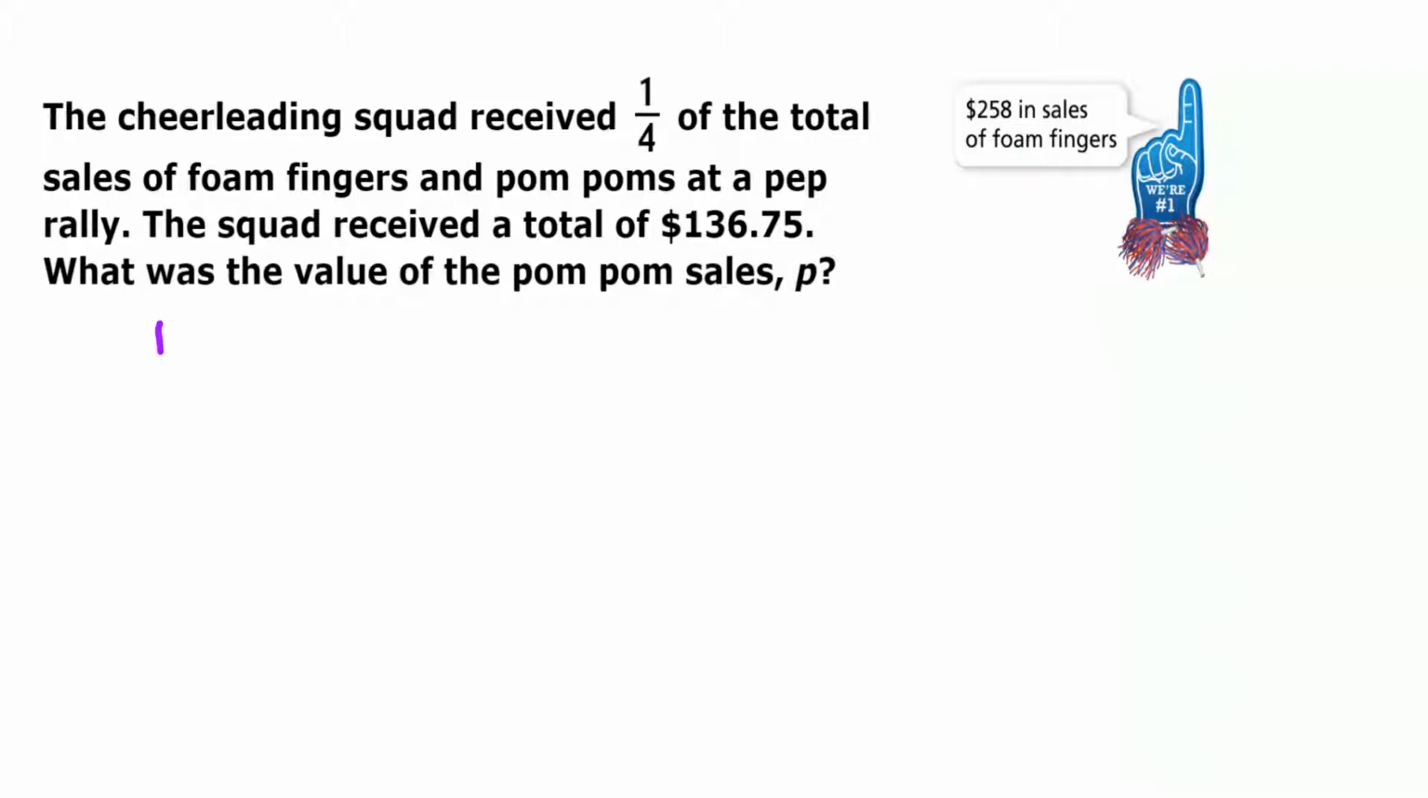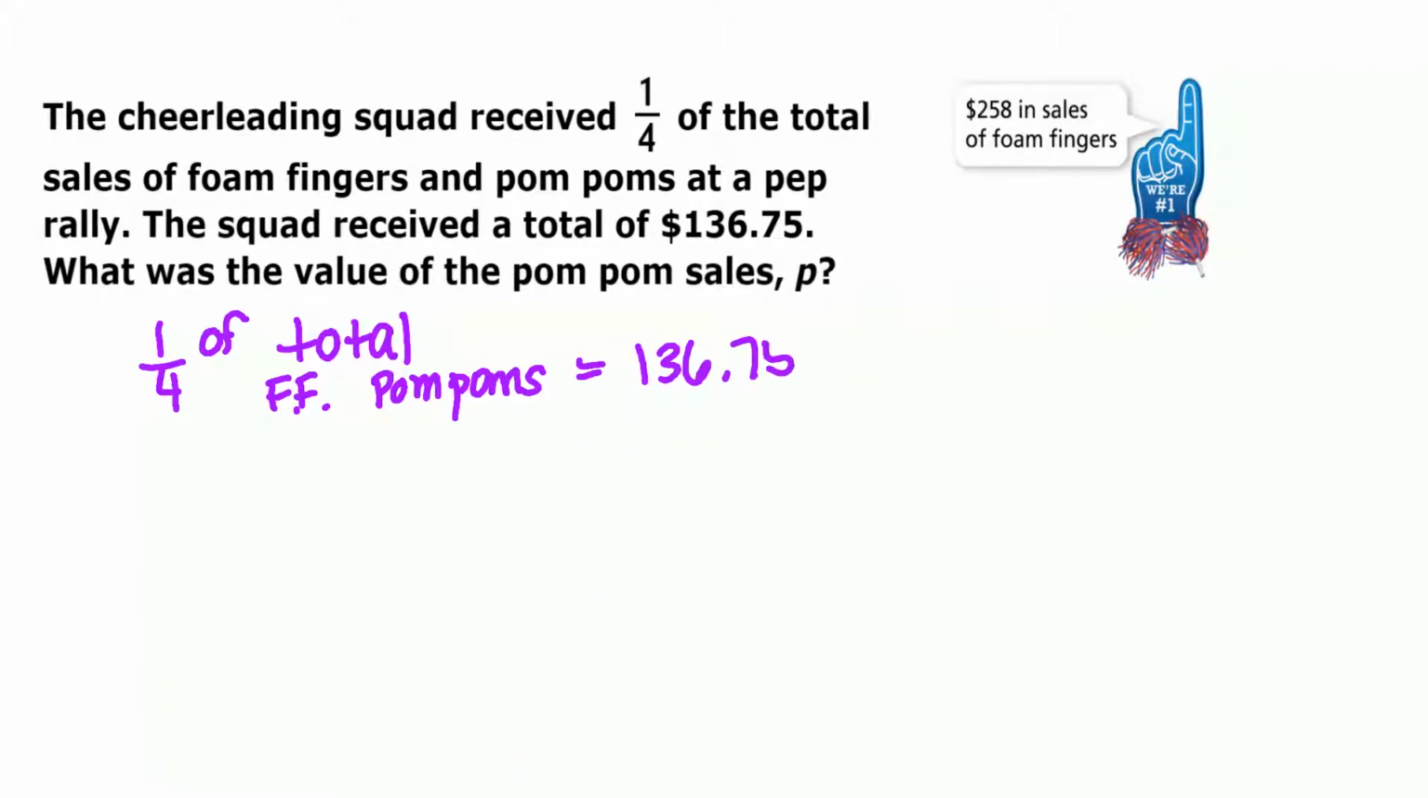Okay, so they made 1/4 of this total. And the total was the foam fingers and the pom-poms. And the total altogether was $136.75. Sometimes it helps writing things out in words before actually trying to put your things in places. Okay, so I see the word of, and that tells me that we need to multiply.